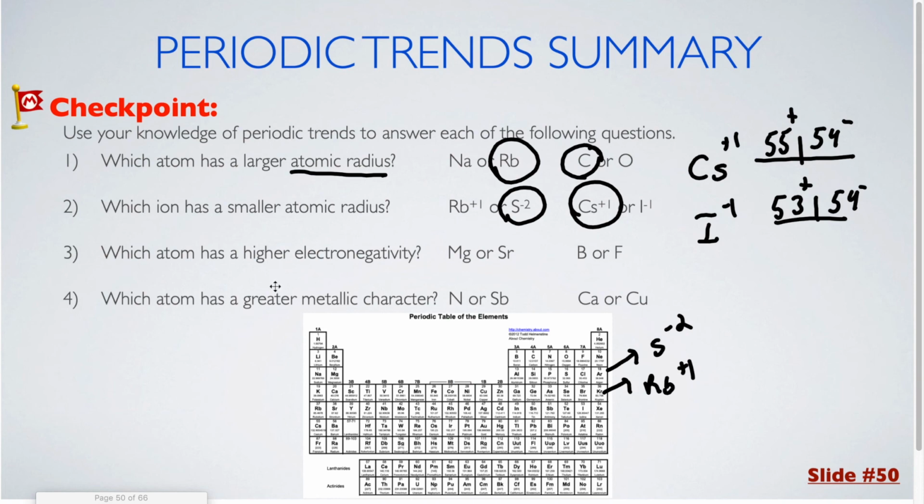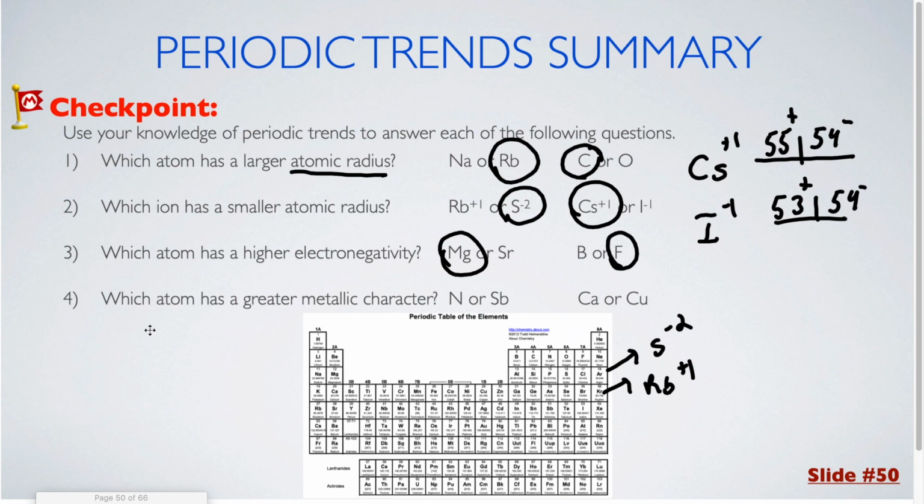All right, for the next one, we have a different trend. Now we're looking at electronegativity. The highest electronegativity is towards the top right. So between magnesium and strontium, we have magnesium here, strontium here. It's going to be magnesium because it's closer to the top. Between boron and fluorine, it's going to be fluorine because it's closer to the right.